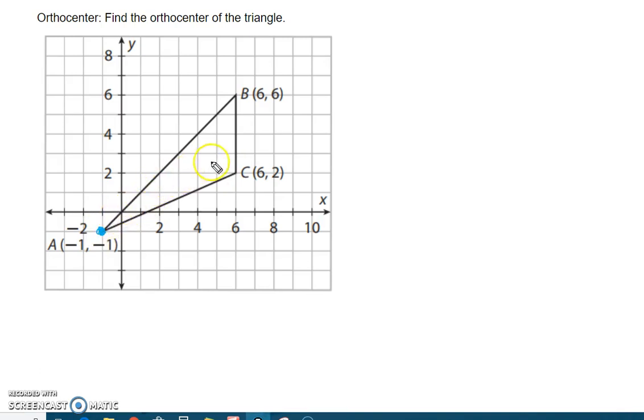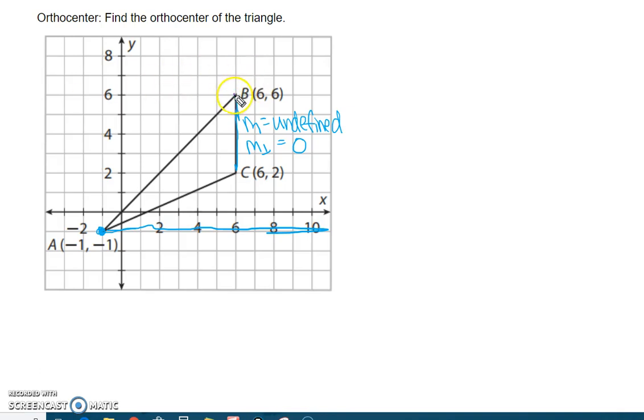Okay, so I need to look at the side across, and I need the slope. So the slope of BC I see as a vertical line. You remember, that means the slope is undefined. And the line perpendicular to an undefined line is going to be 0. So 0 slope is going to be that horizontal line all the way across here. Should be on the line. Trying my best to stay on there.